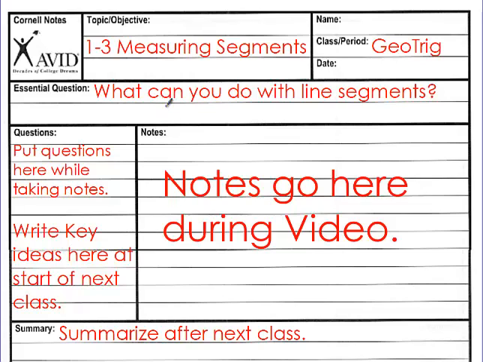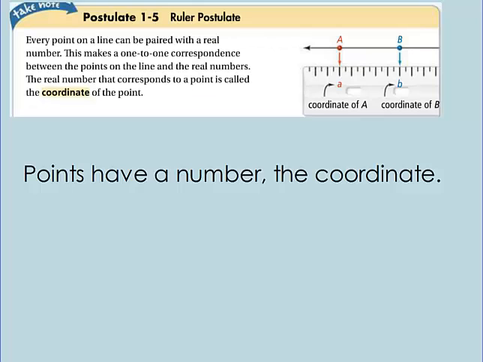Alright, welcome to section 1.3, measuring segments. This is for GeoTrig. The essential question is, what can you do with line segments? And let's begin. So here's a postulate. It's called the ruler postulate.